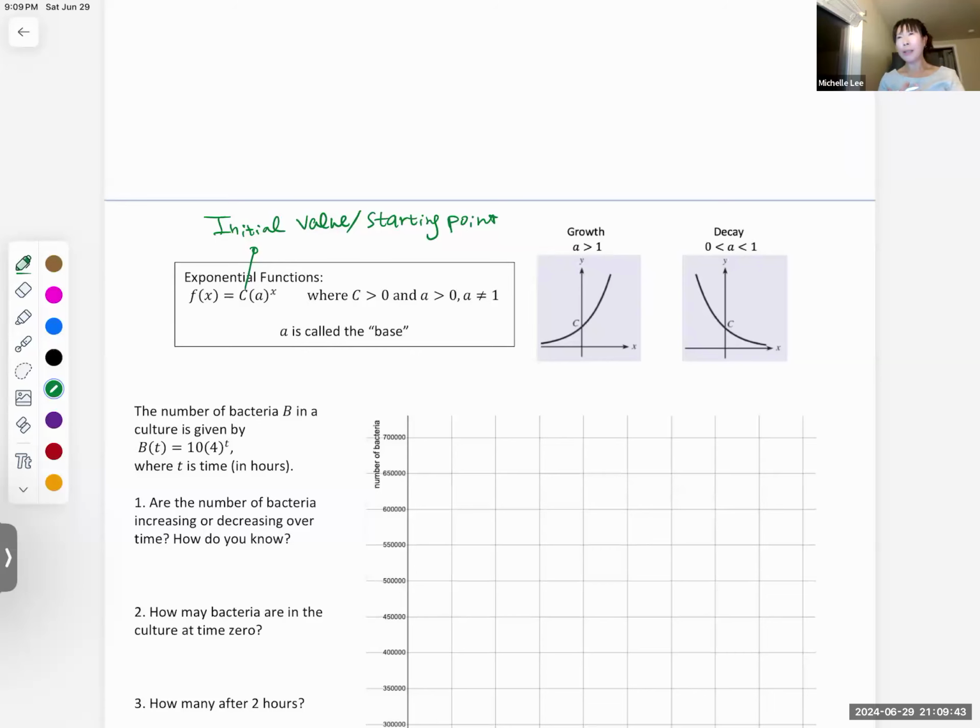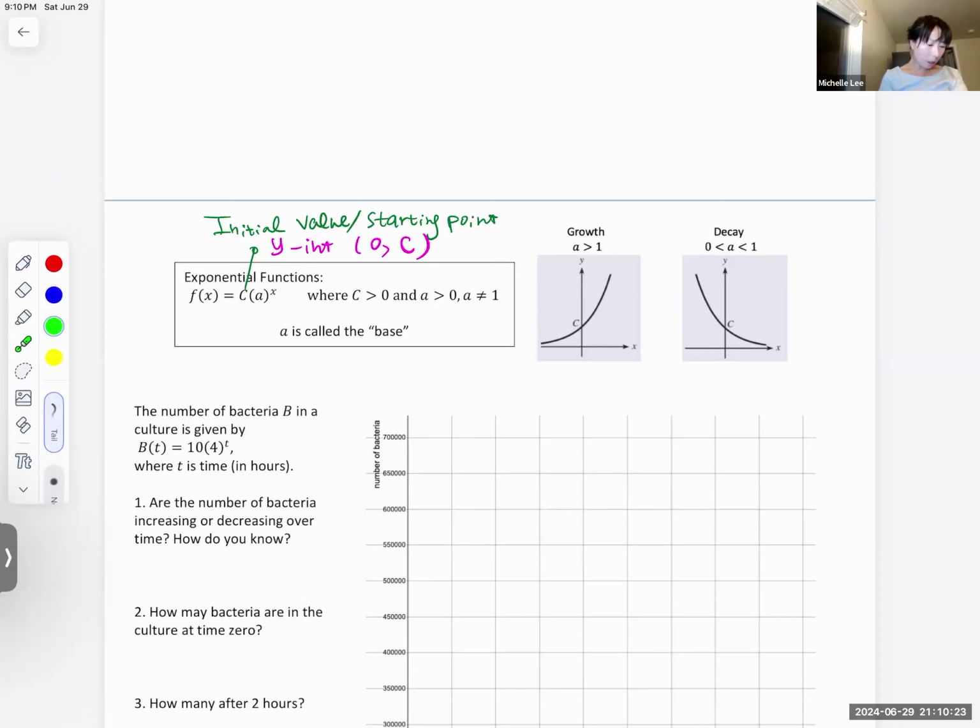Also, we say that C is the y-intercept. So we know what the y-intercept means, right? The point on the y-axis. Then how do you find the y-intercept algebraically? Set x equal to 0, right? Then the y-intercept, we can express as the ordered pair (0, C) in this case. All right, let's take a look at the picture.